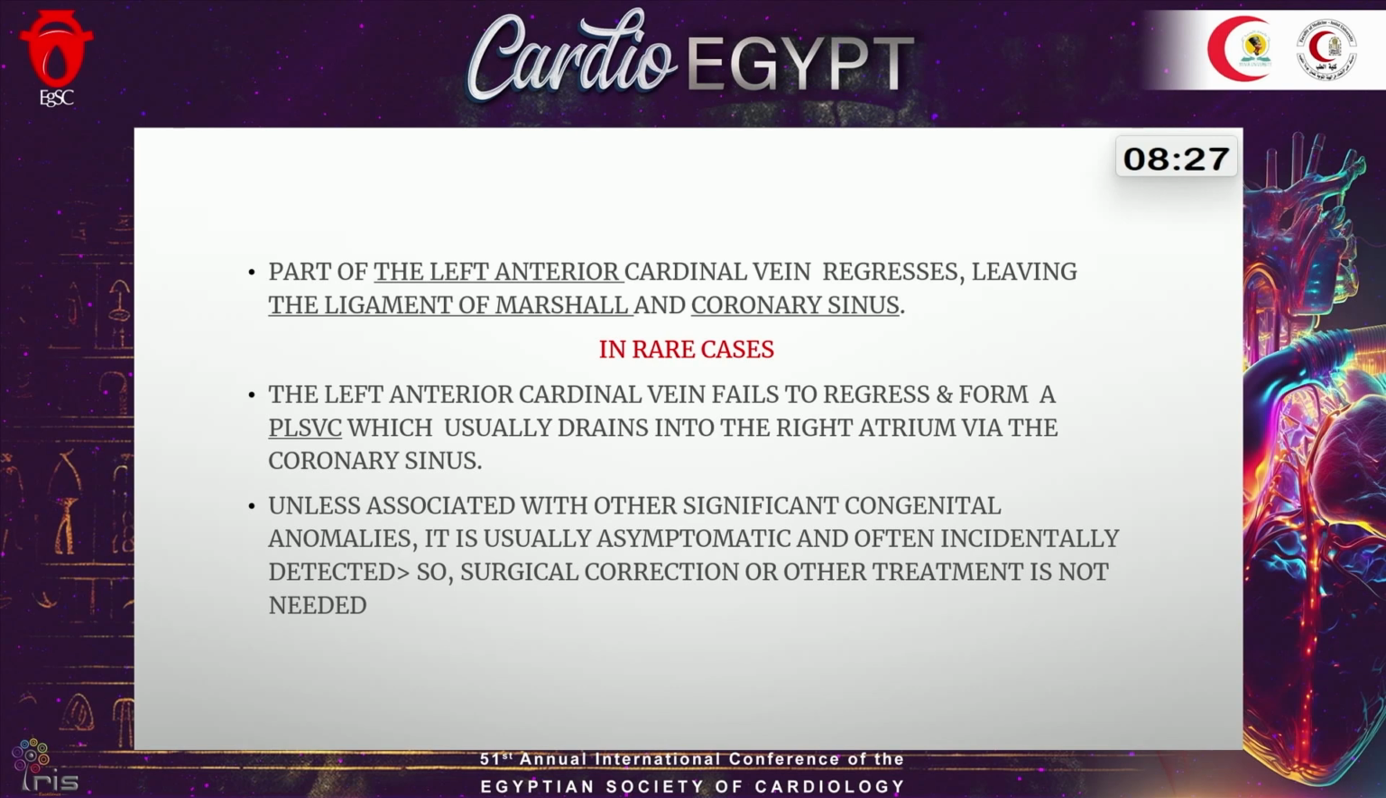Rarely, the left anterior cardinal veins fail to regress and form what is called persistent left superior vena cava, which usually drains in the right atrium via the CS, but in rare cases can drain separately without junction to the CS. Unless associated with other significant congenital anomalies, it is usually asymptomatic or often discovered incidentally, and so there is no need for any surgical or medical treatment.